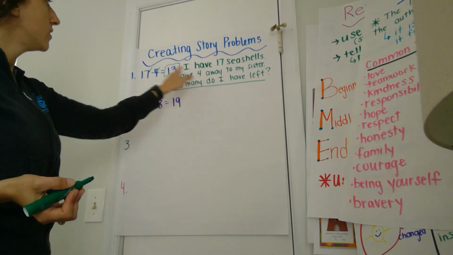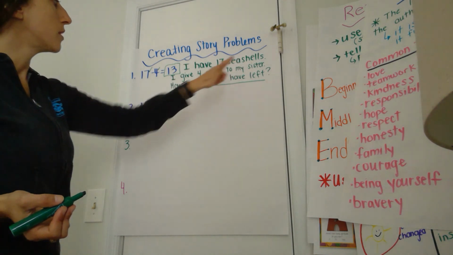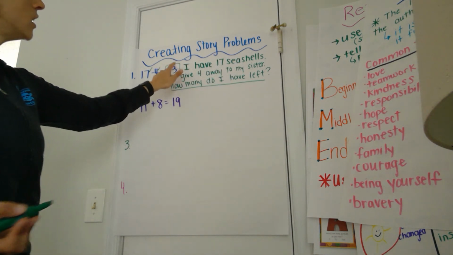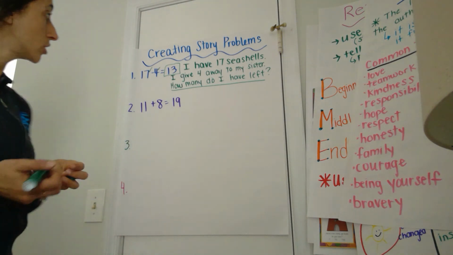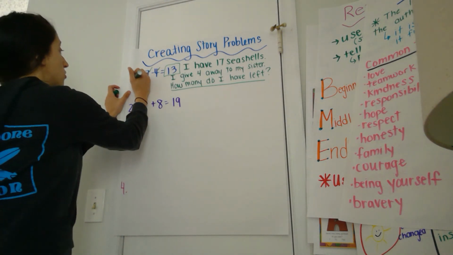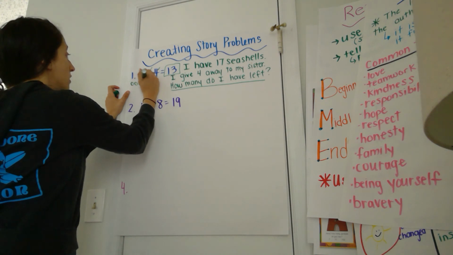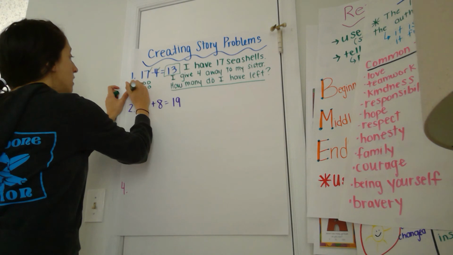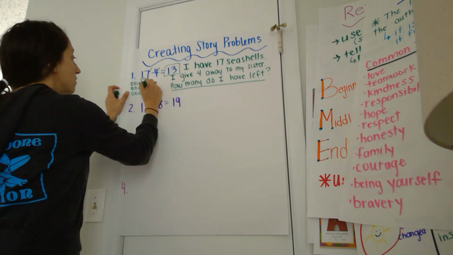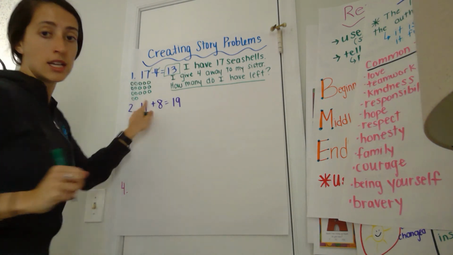Okay, I have 17 seashells. I give away 4 to my sister. How many do I have left? We should have 13 left. I'm going to check by doing a picture. So I'm going to draw 17 circles. 5, 6, 7, 8, 9, 10, 11, 12, 13, 14, 15, 16, 17.